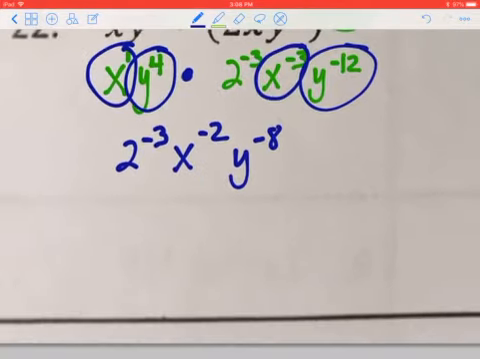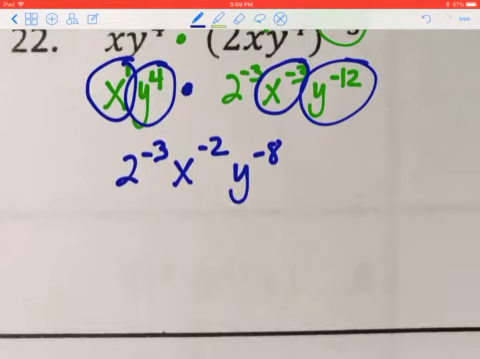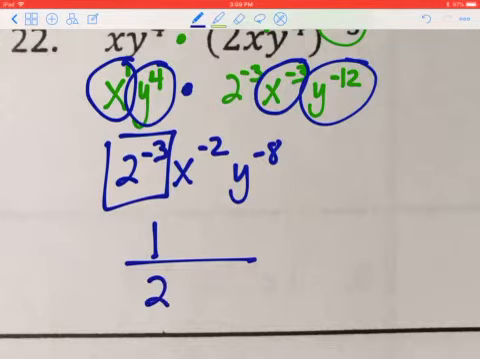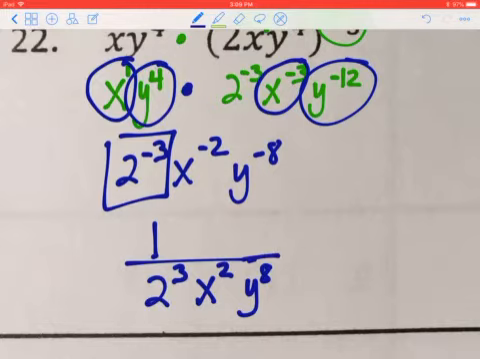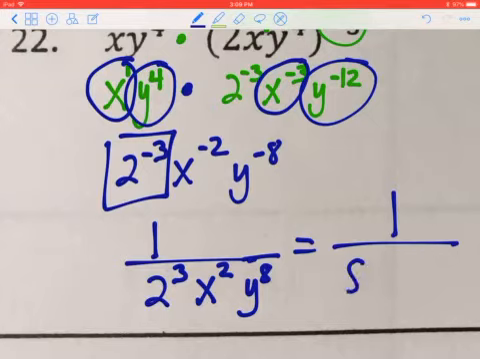And now I take care of what goes on top or bottom. 2 to the negative 3 actually is 1 over 2 to the 3. x to the negative 2, the same thing, 1 over x to the 2. And same thing with y to the negative 8, 1 over y to the 8. And the last thing, we keep the 1. 2 to the 3rd power is 8, x squared, y to the 8.